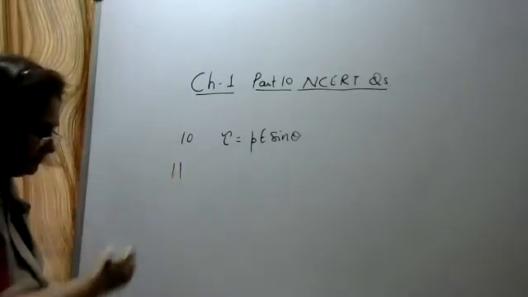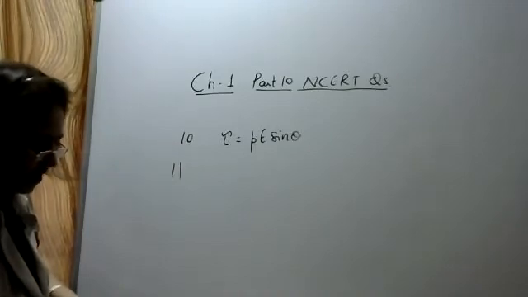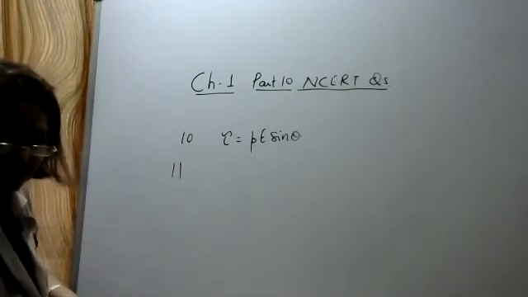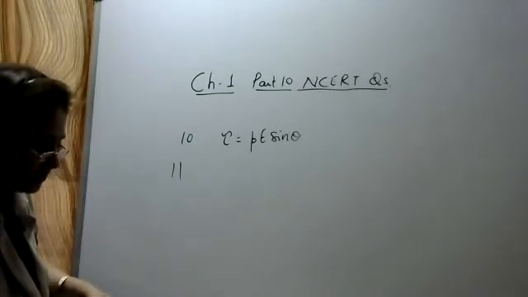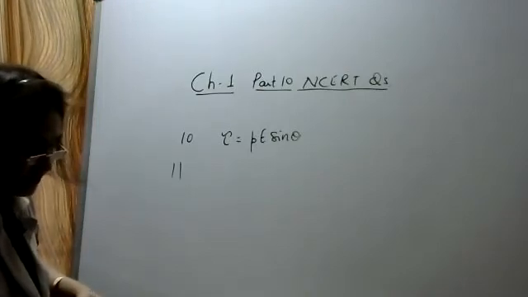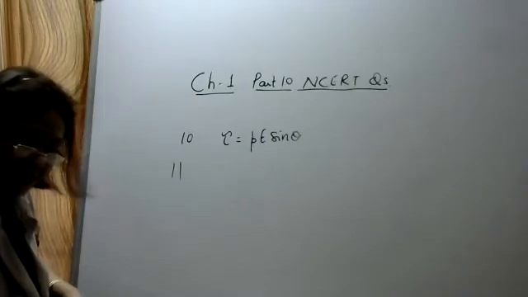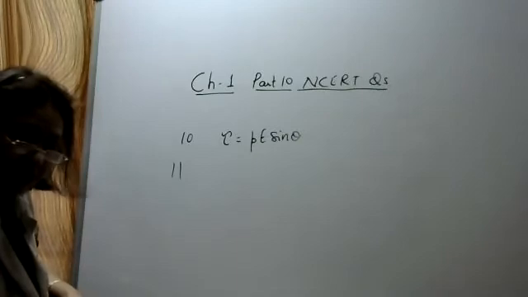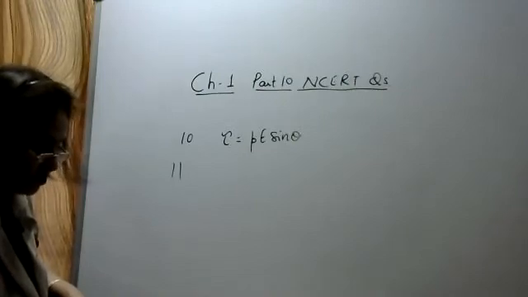Question number 11. A polythene piece rubbed with wool is found to have a negative charge of 3 into 10 raised to the power minus 7 coulomb. Estimate the number of electrons transferred and from which body to the other. Polythene is rubbed with wool, and polythene gets a negative charge. It means the electrons are transferred from the wool to the polythene.